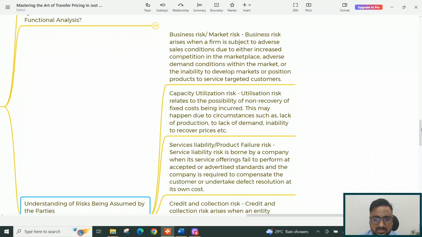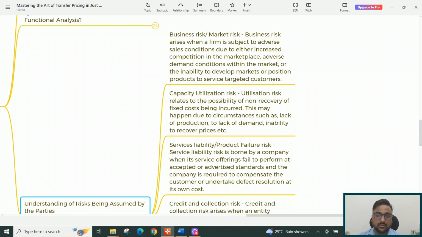So what is business or market risk? Business or market risk arises when a firm is subject to adverse sales conditions due to either increased competition in the marketplace, or adverse demand conditions within the market, or the inability to develop markets or position products to service targeted customers. So this is what market risk or business risk is all about. It is about business, right? Which entity bears the market or business risk? Simple question as that.